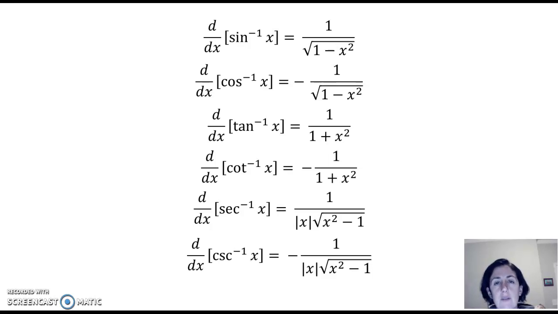So there's your derivatives of all your trig functions. You've got your 6 trig functions plus the inverse trig functions of all of those. And those are what their derivatives are.